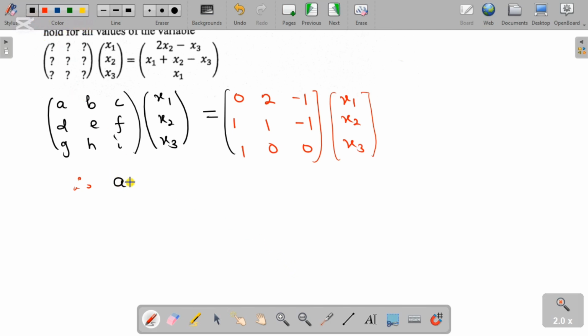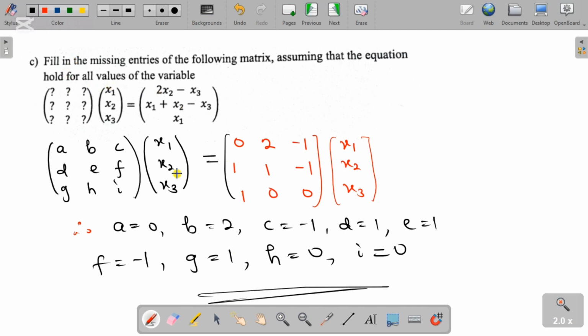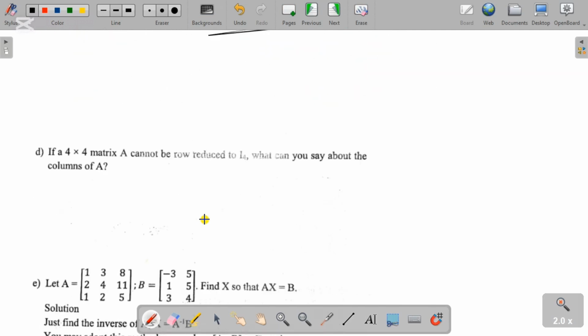In other words, our A, which is the first entry there, is 0. Our B is 2. Our C is minus 1. Our D is equal to 1. E is 1. Then F is minus 1. And then G is equal to 1. Our H is equal to 0. And our I is equal to 0. And that's exactly what you're asked to find. Okay, so they said we should find the values that will satisfy this. That's exactly what we have done, and that's for C. So we move over to the next.